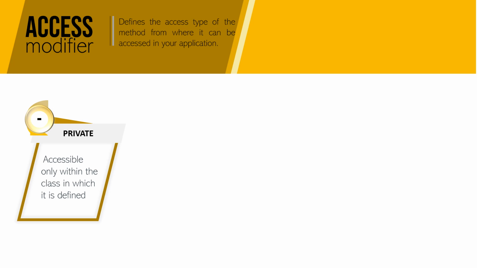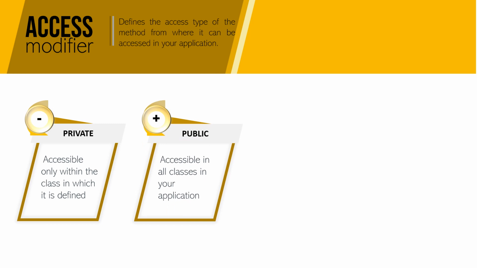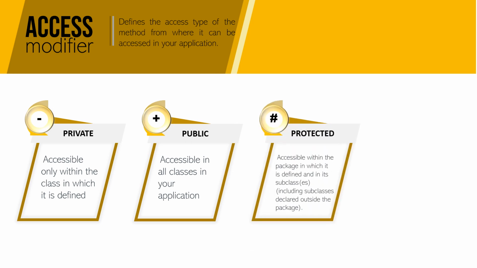Next, public. This access specifier is accessible in all classes in your application. This is represented by a plus sign. Next, protected. This access specifier is accessible within the package in which it is defined and in its subclasses, including subclasses declared outside the package. This is represented by a hashtag symbol.